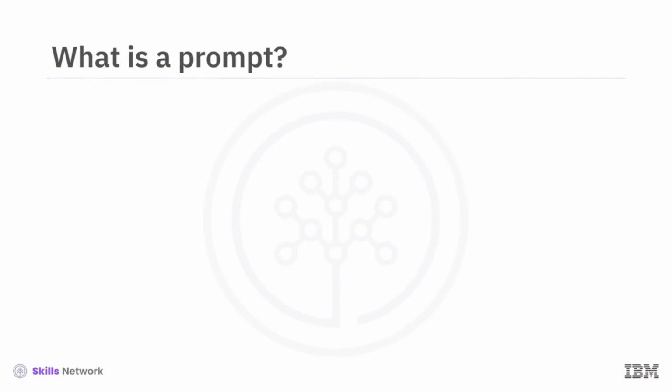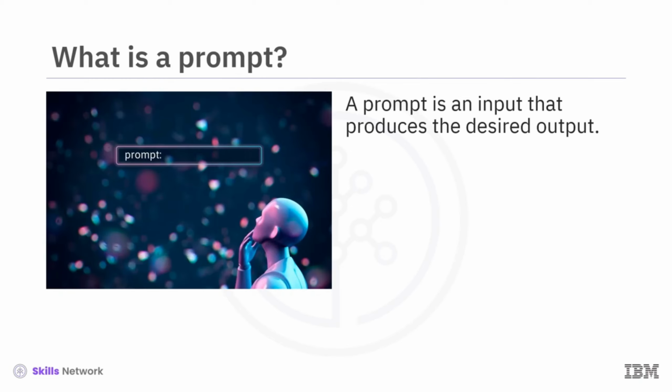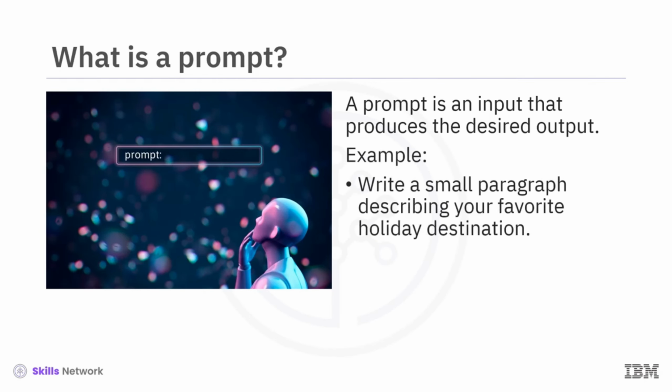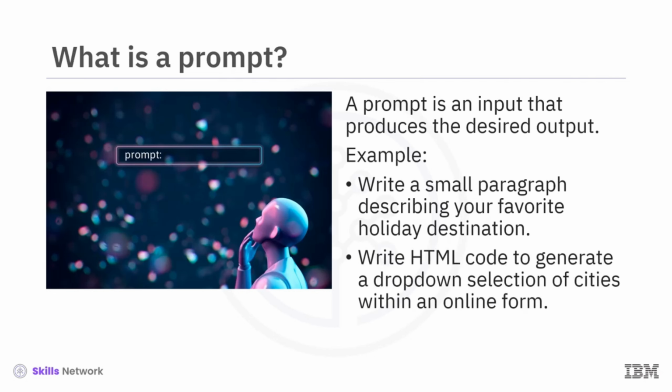So what is a prompt? A prompt is any input you provide to a generative model to produce a desired output. You can think of it as an instruction you provide to the model. For example, write a small paragraph describing your favorite holiday destination. Write HTML code to generate a drop-down selection of cities within an online form. These are straightforward prompts used to produce a specific output.